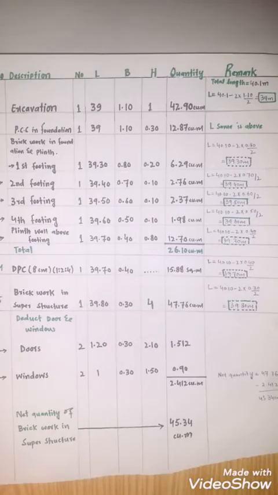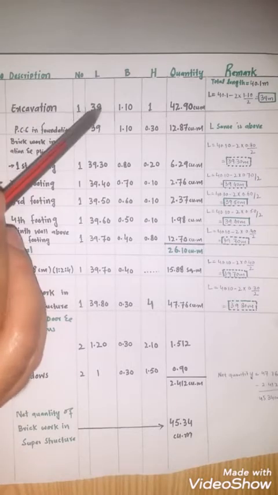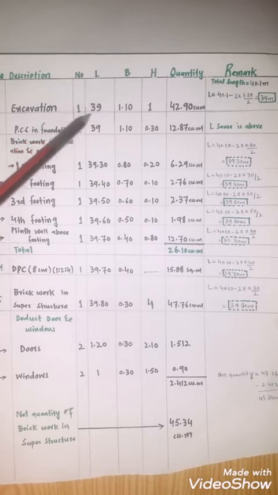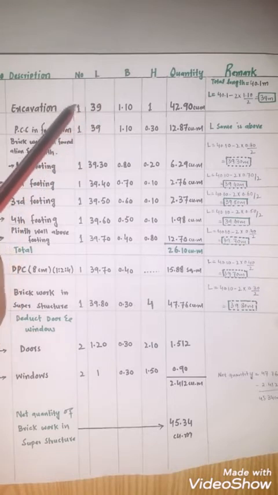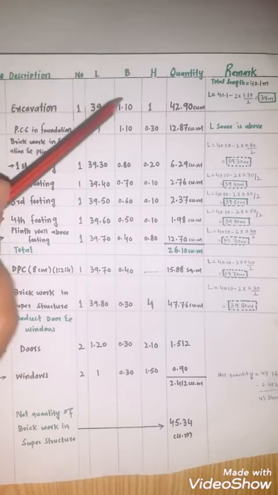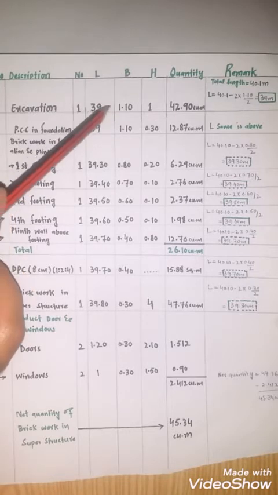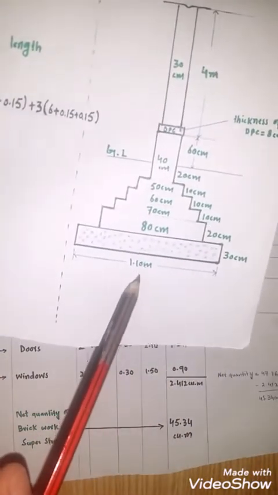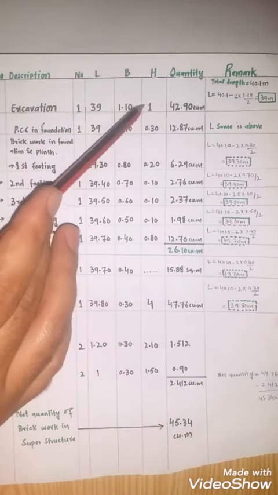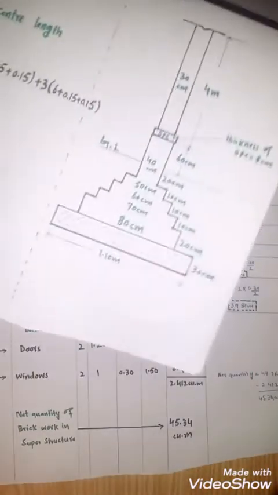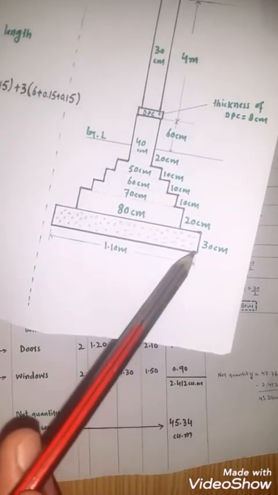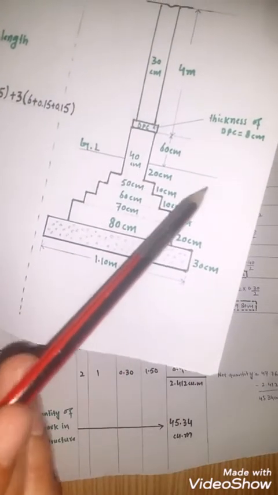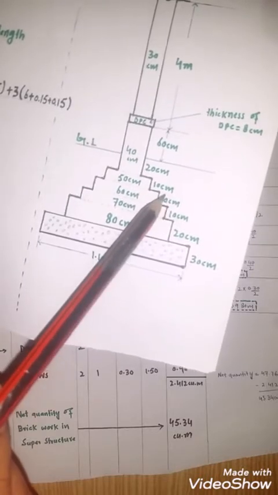Now find the quantity of different items. First of all, I find the excavation. The length of excavation is 39 meters. This is the length of excavation without the T junction. The breadth of excavation is equal to 1.10 meters, and the height of excavation is equal to 1 meter. The height of excavation is measured from foundation to ground level, which equals 100 centimeters or 1 meter.